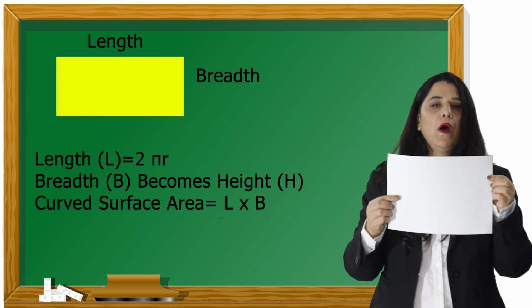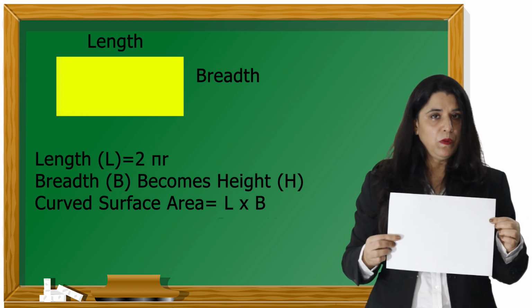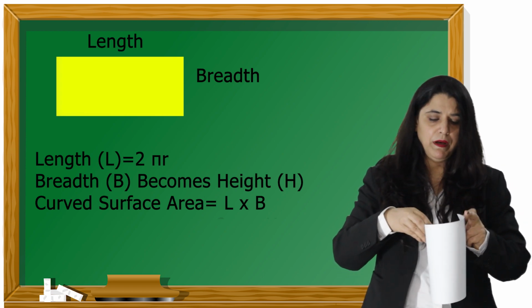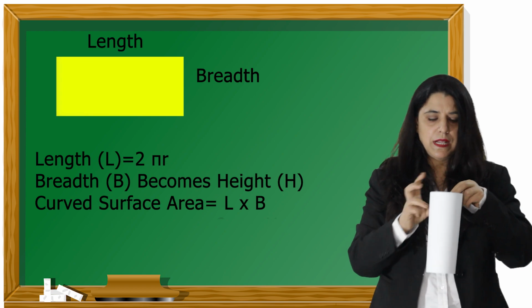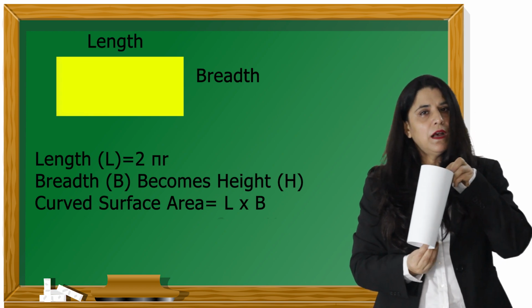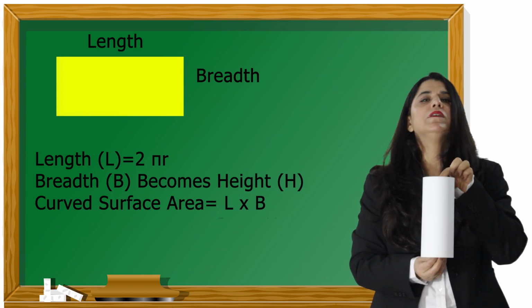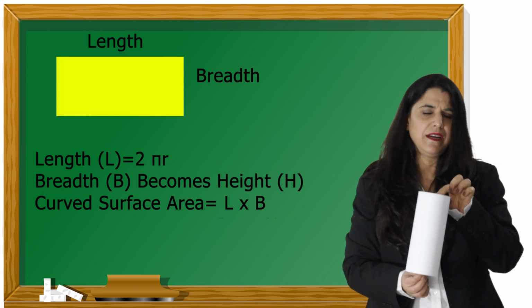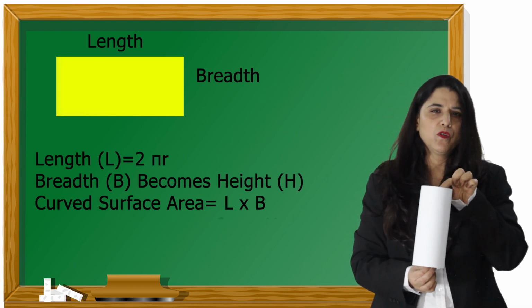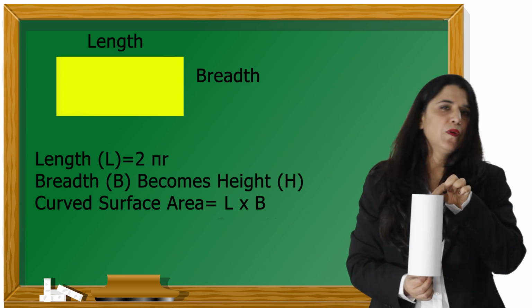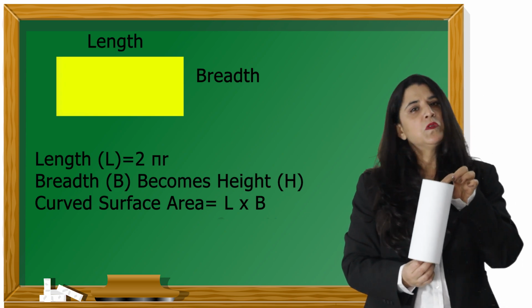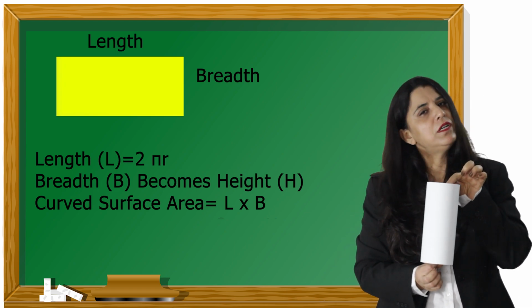Now, if you fold this paper across this length, I have folded. The shape formed is called a cylinder. You have studied this in your lower classes also. What is a cylinder? What is a cone? Ice cream cones and all that. So this is the shape which is called cylinder.